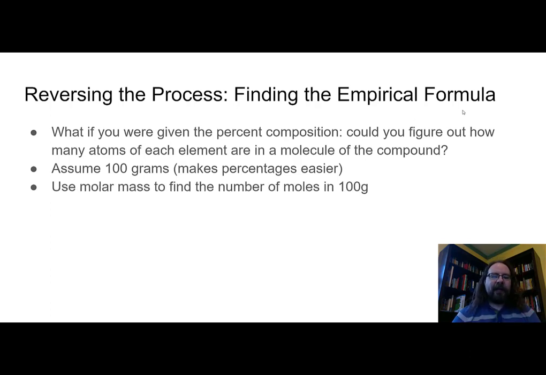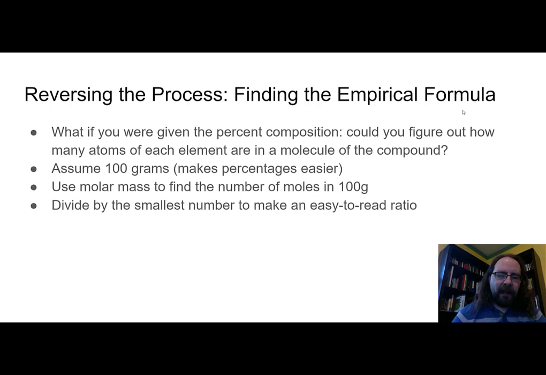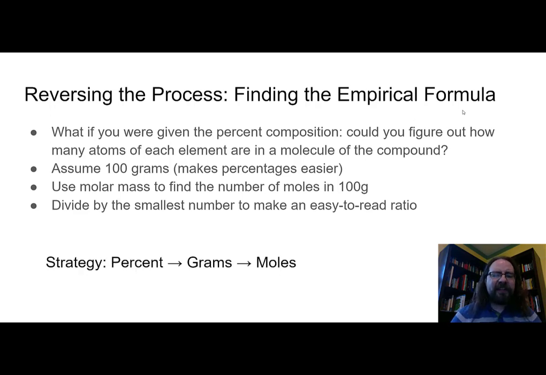We're going to use the molar mass to find the number of moles of each element in 100 grams. And then here's the tricky part. We're going to divide each of these numbers of moles by the smallest number of moles. That will just make our ratio easy to read. You're going to see what I mean by that in the examples to follow. So you should see that the strategy is really the reverse of what we just did. We're being given percents, we're changing that to grams, and we're using grams to find moles. It's the exact opposite process.